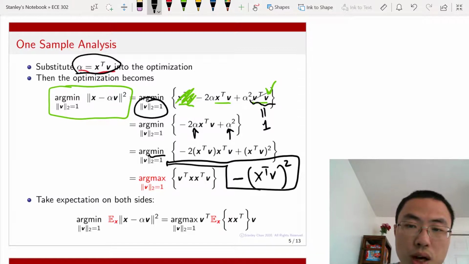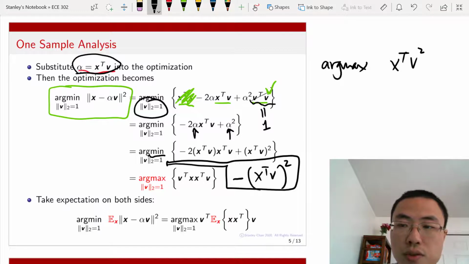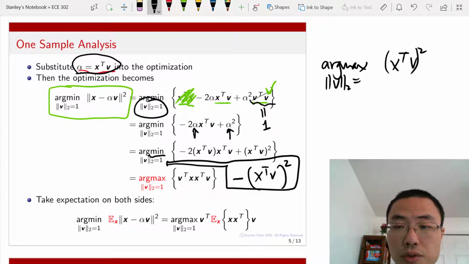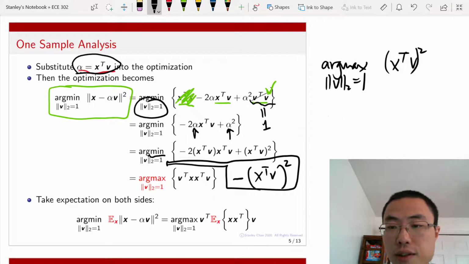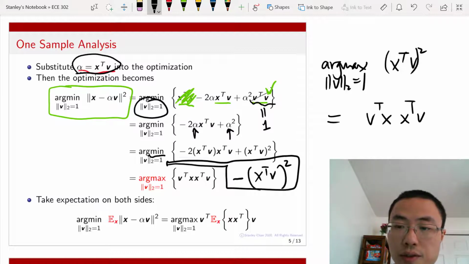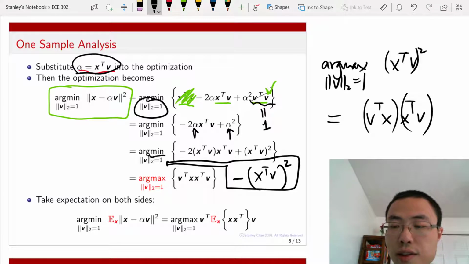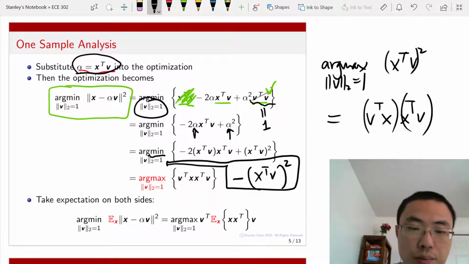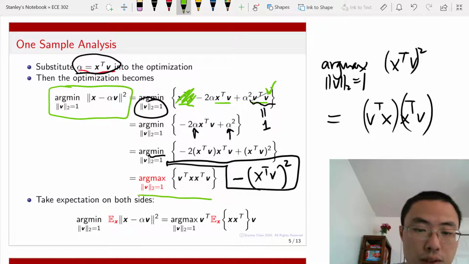And so this problem becomes argmax of x transpose v squared, subject to the norm of v equals 1. And this problem is the same as if you just write out the detail: v transpose x, and then x, and then you have v. Because this is a scalar, and this is another scalar, when you multiply everything together, you will get back a scalar. So that's not a problem. That's why we will end up with this equation.